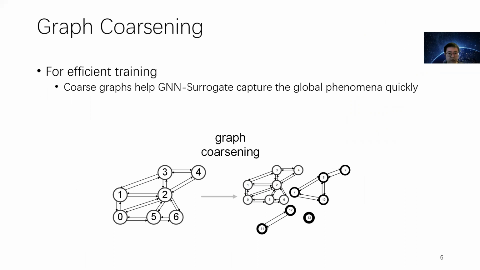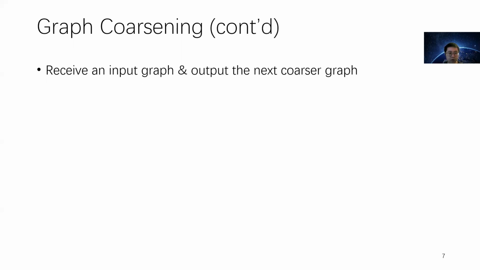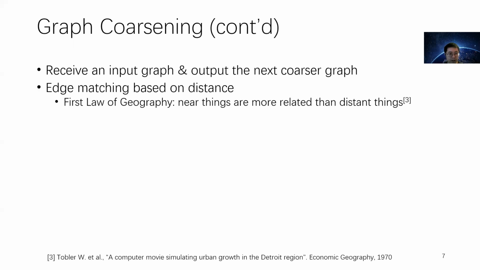Next, for efficient training, we generate hierarchical graphs from the original graph by a graph coarsening process, where coarse graphs in the graph hierarchy help GNN-Surrogate to capture the global phenomenon quickly. The graph coarsening operation receives an input graph and outputs the next level coarser graph. In our work, we use a distance-based edge matching algorithm following the first law of geography. Let's take a 2D planar graph as an example to illustrate the edge matching algorithm.